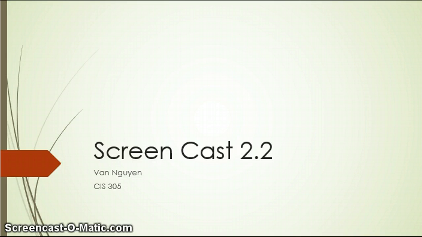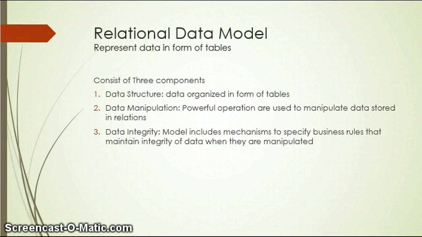In this video, we will talk about relational data model and normalization. Relational data model represents data in form of tables consisting of three components: data structure, which is data organized into tables; data manipulation, which is used to manipulate data stored in relations; and data integrity, which is to maintain data integrity when data are manipulated.